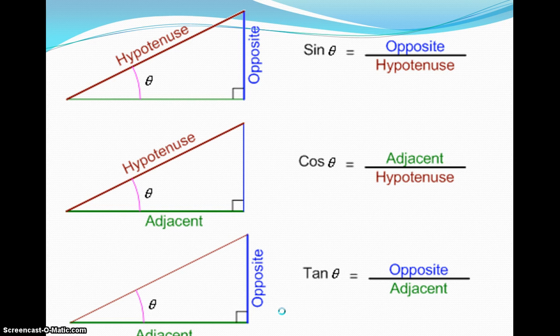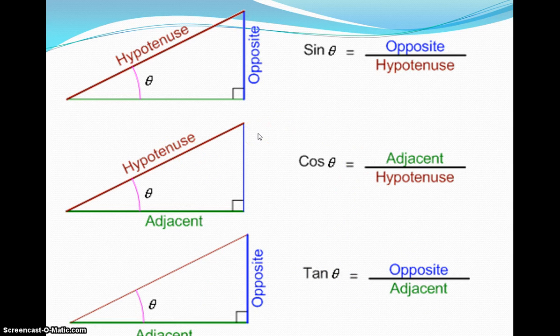And so again, in the previous video you should have learned that we have 3 what's called trigonometric ratios using trigonometry. We have sine, which is equal to the opposite over the hypotenuse. We have the cosine, which is equal to adjacent over hypotenuse. And we have the tan, which is opposite over adjacent. And so again, just remembering those ratios.